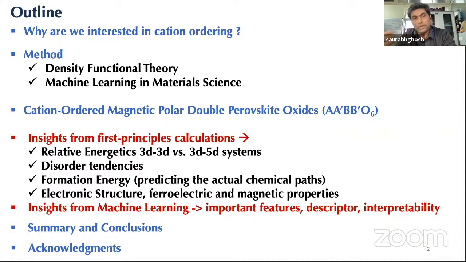We'll be following the different relative energies between 3D and 5D systems. We will also consider the disorder effects in double perovskites, and we'll calculate the formation energies to predict the actual chemical paths that you get from the experiments. Then we'll discuss electronic structure. And in the last part of my talk, I will talk about how machine learning can give you an understanding regarding the cation ordering. Then a summary and conclusion, and then acknowledgements.